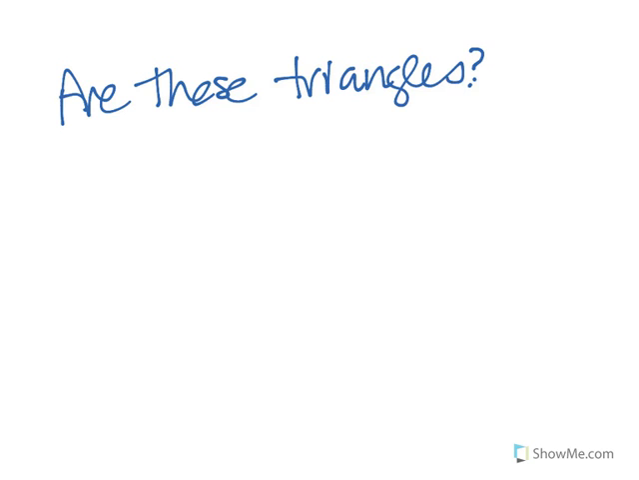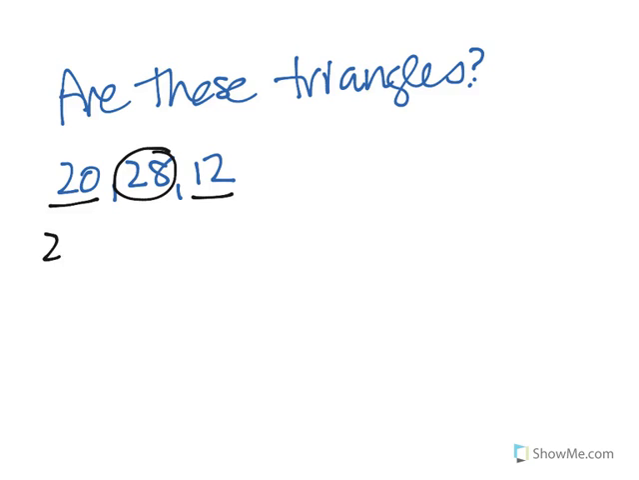Well, how about sides of 20, 28, and 12? And how do we know? We want to make sure that the sum of any two sides is going to be greater than the third side. So in order to do that, you just need to take the two smaller sides and add them up and make sure they're bigger than the largest side. So 20 plus 12 is 32, that's greater than 28. So yes, that could be a triangle.